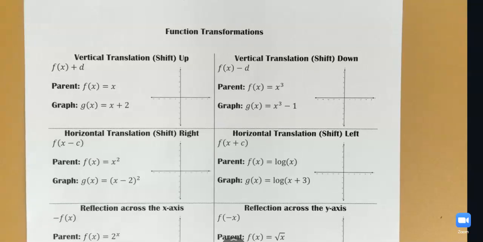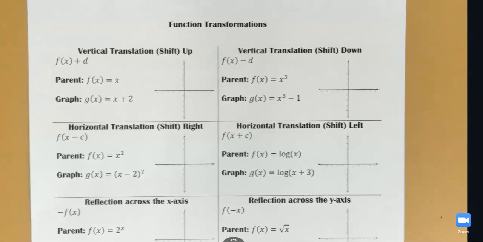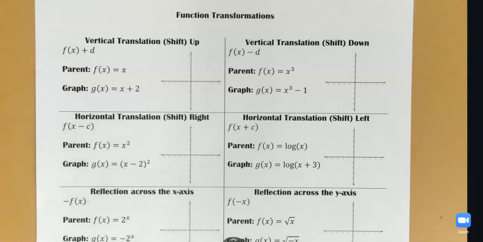Right, we are going to start talking today about function transformations. This is when we take one of our parent functions and we manipulate it a little bit. These transformations can look like shifts, vertical, meaning up or down, or horizontal shifts, left and right. We can also reflect across our axes, either the x-axis or the y-axis. And then we can also stretch it vertically, shrink it vertically, or stretch it horizontally and shrink it horizontally.